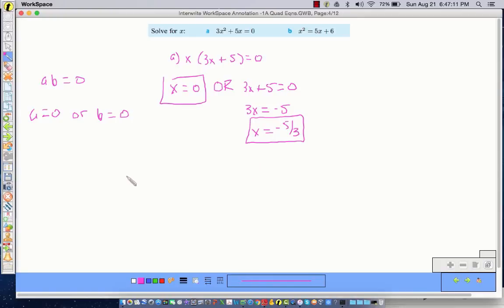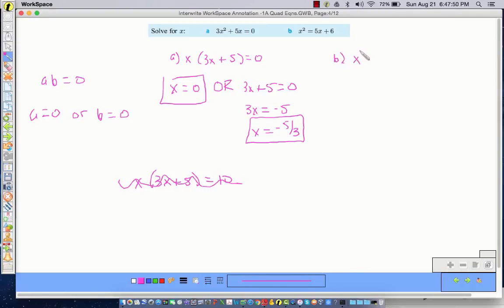Yes? Note, if this was x times 3x plus 5 equals 10, you can't set x equal to 10 and 3x plus 5 equal to 10. It doesn't work. It's the zero product principle. Understand what you're doing here. You're having something times something equals 10. These would have to be factors of 10. Like this would have to be equal to 2 or equal to 5 or 1 and 10. Or 1.5 and whatever times 1.5 equals 10. So you can't use that principle here. That is a common error.